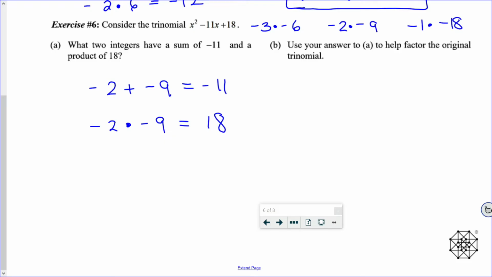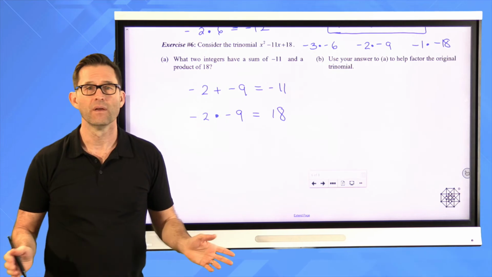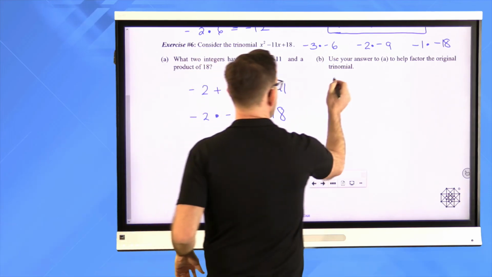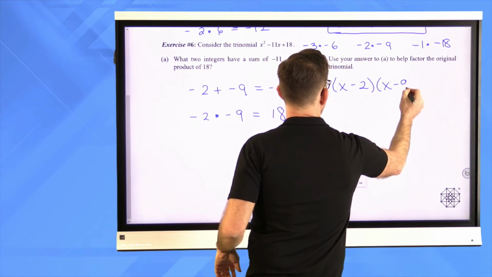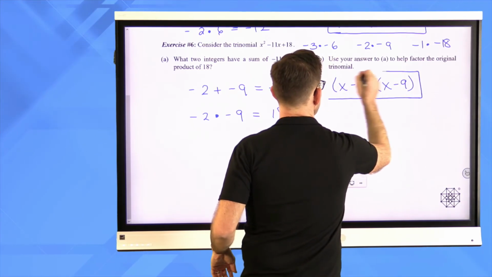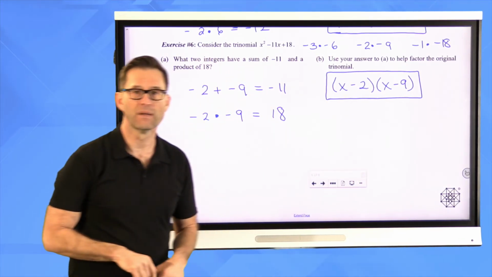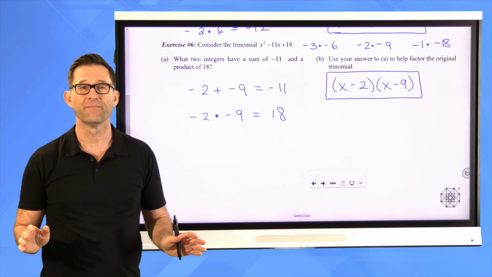Letter B, use your answer to A to help factor the original trinomial. It's now simple. x minus 2 times x minus 9. Simple as that. That is it.